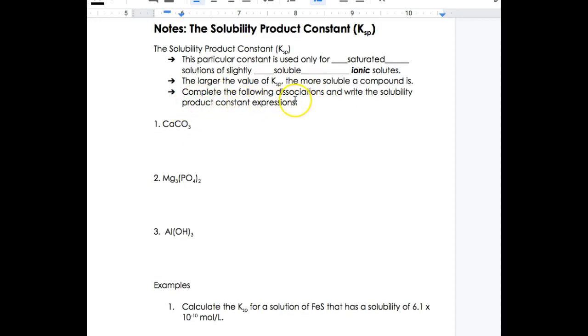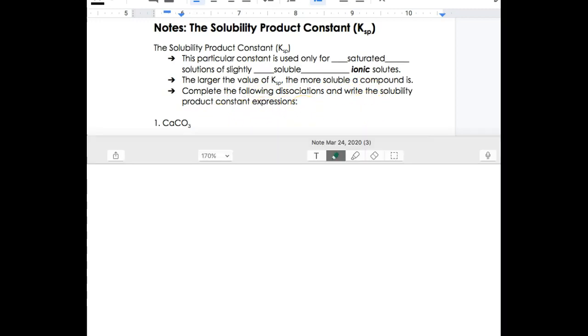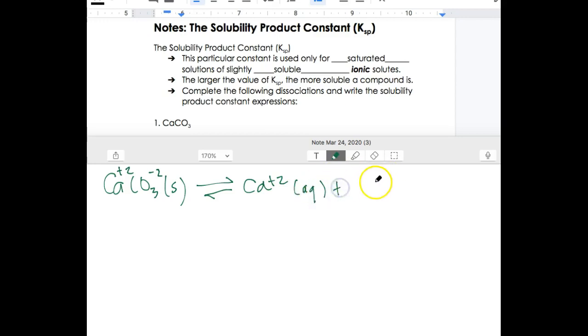It says here, complete the following dissociation and write the solubility product constant expressions. You have a substance that's a solid, so I'm going to write it down. Calcium carbonate. It's a solid, and it's soluble, so it's going to dissolve. If you recall, calcium has a +2 charge and carbonate has a -3 charge. When this dissolves, you split them up into ions. So calcium aqueous plus carbonate aqueous.